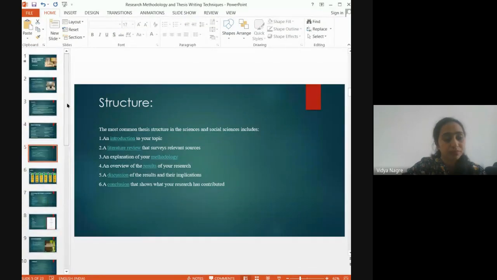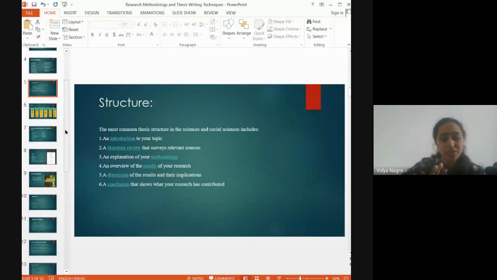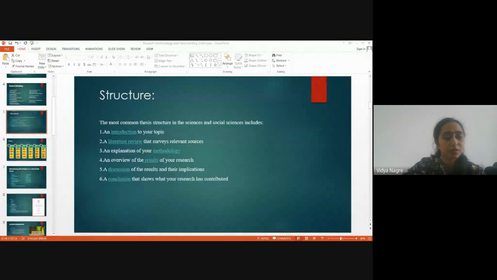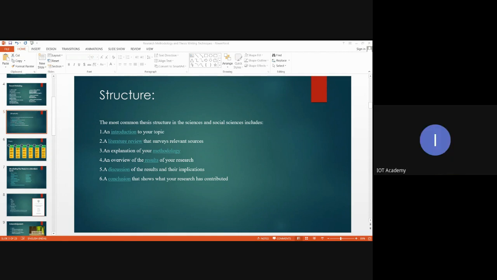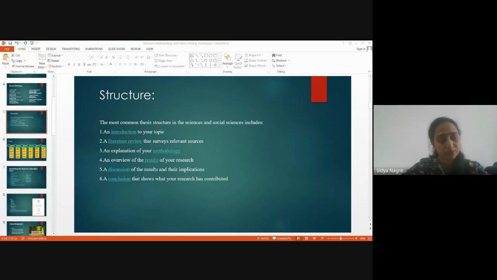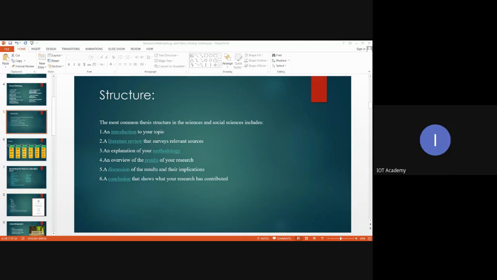So this is a common structure of any kind of research. I'm just starting a slideshow. Let me know if this is changing. Can you see the change of slide, ma'am? It is still not in slideshow, madam. No issues, ma'am. You can continue. Can you see this slide of structure? Yes, ma'am, we can see, ma'am. Okay.